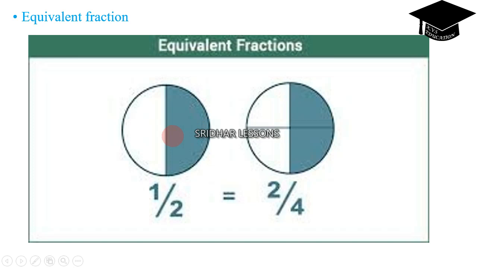This circle is divided into half of the part and this circle is divided into 2 parts. Totally 4 parts, out of which 2 parts were colored. So 1 by 2 is equal to 2 by 4. This is also called an equivalent fraction.